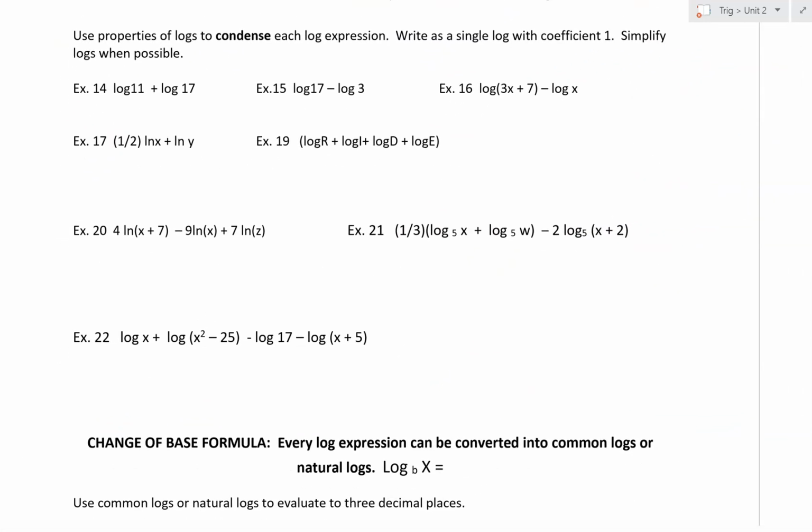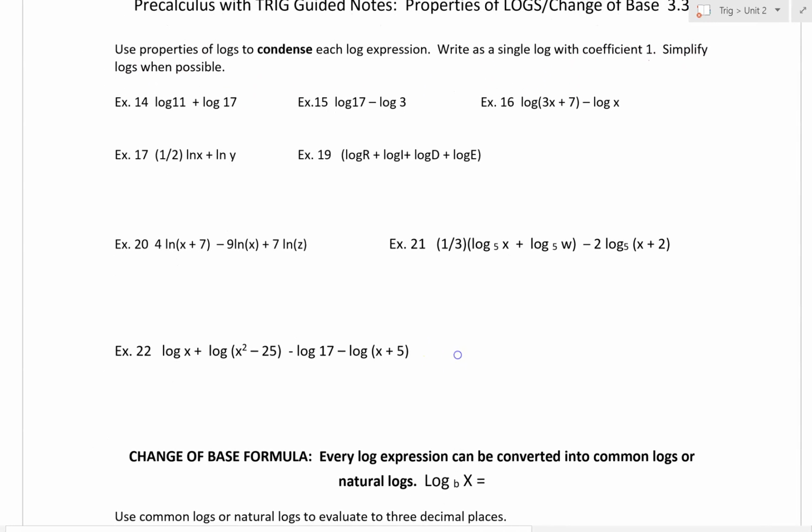Now we took them apart, so the next logical conclusion is to put them back together again. It says write as a single log with a coefficient of 1, simplify logs when possible. So here we go, starting with the first one, log of 11 plus log of 17. Well, the plus tells me that we're going to multiply, and we're just going backwards of what we just did. This is going to say log of 11 times 17. Looking at that, we can condense that a little bit further. This is going to be log of 187. And this would be our answer.